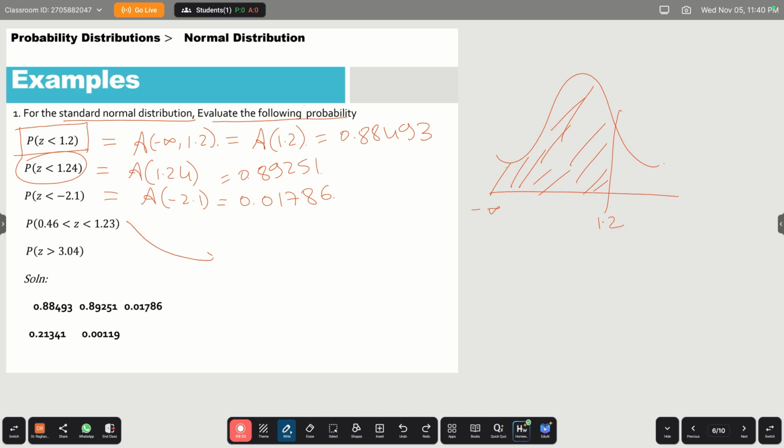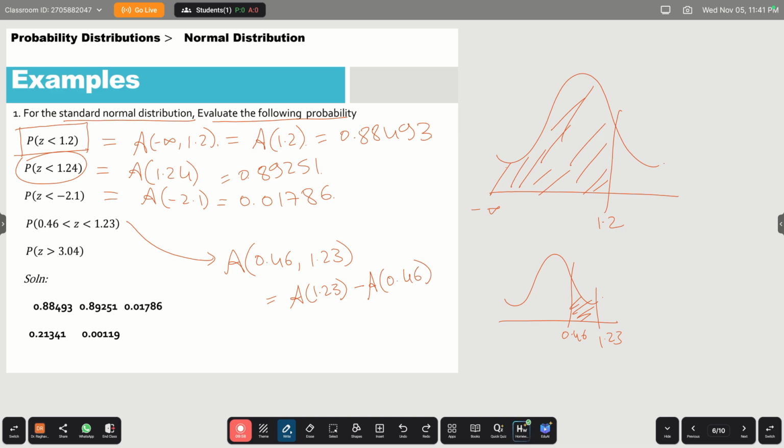Now look at this example. We do not need the area from minus infinity. We need the area from 0.46 till 1.23. So how do you find this? It's very simple. We find the area up to 1.23 and subtract the area up to 0.46.